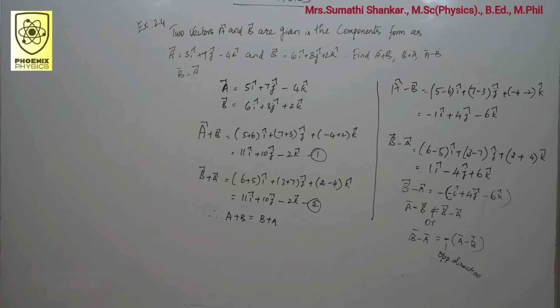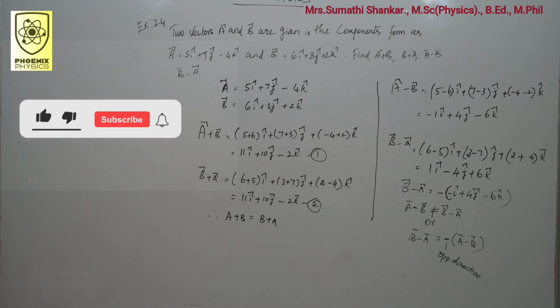Here take the minus outside. So you can get minus of minus 1 i vector plus 4j vector minus 6k vector. This is A minus B term. So how do you write? You can write A minus B vector is not equal to B minus A vector, or you can write B minus A vector is equal to minus of A vector minus B vector. This minus indicates both the vectors are in opposite direction.